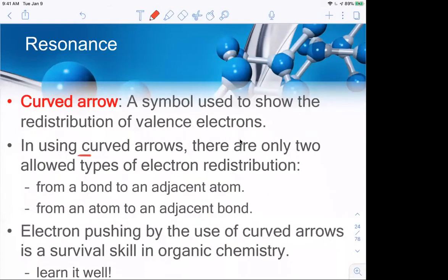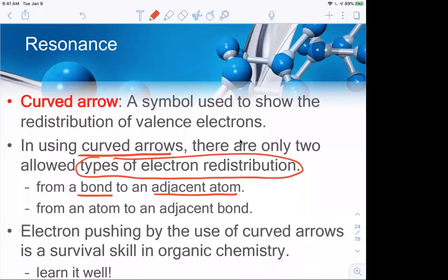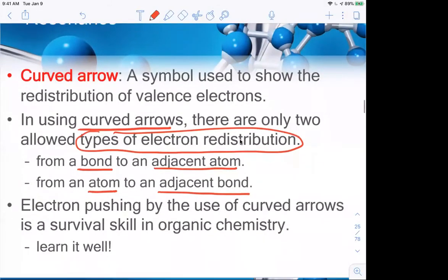When I use curved arrows, I can only do 2 types of electron redistribution. I can go from a bond to an adjacent atom, or from an atom to an adjacent bond. Electron pushing by the use of curved arrows is a necessary, essential survival skill in organic chemistry. You need to learn this pretty well.